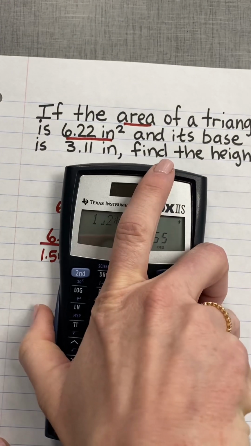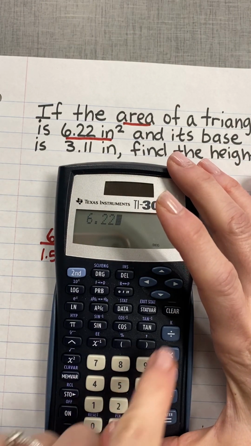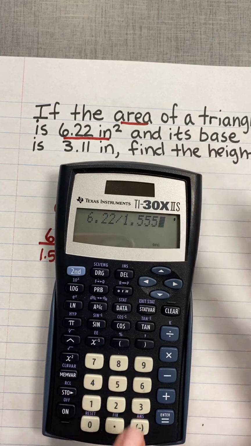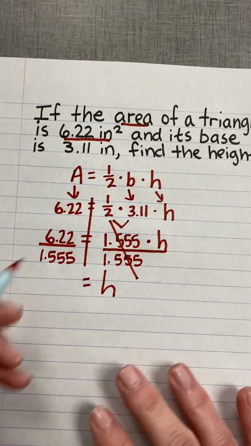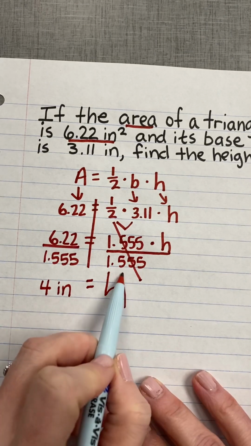So I'll bring my calculator back on the scene here. I'm taking 6.22 divided by 1.555, which is giving me 4. That's kind of a nice answer. Okay, so 4. So my height, 4 inches. That's going to be the final answer.